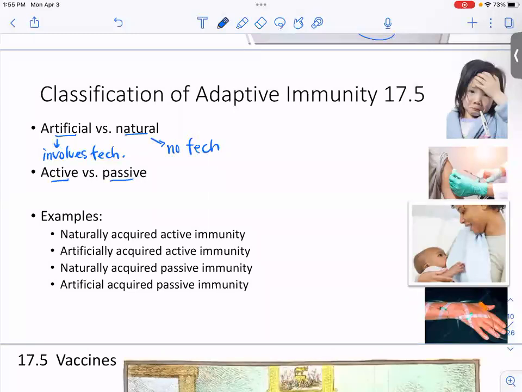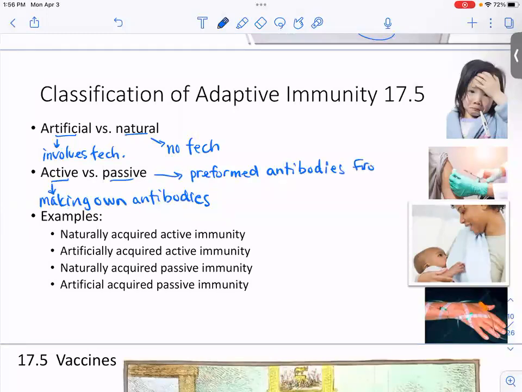Active versus passive: somebody with active immunity is making their own antibodies. So they have B cell activation, again, that's making their own antibodies. And if somebody has passive antibodies, that means they have preformed antibodies from someone else, from another person, or occasionally we will inject a horse with something, and then harvest antibodies from an animal. Okay, so putting those terms together, some examples.